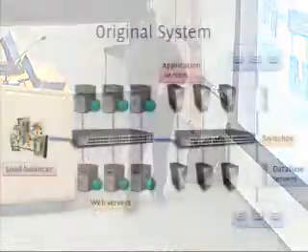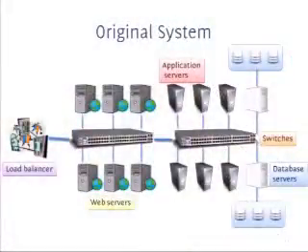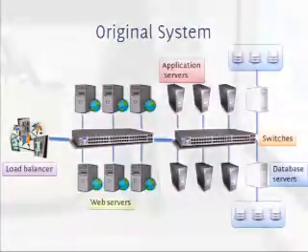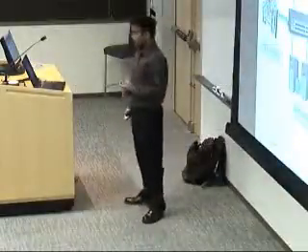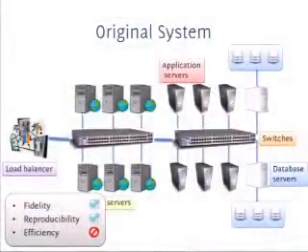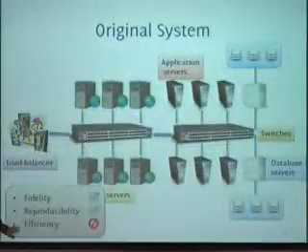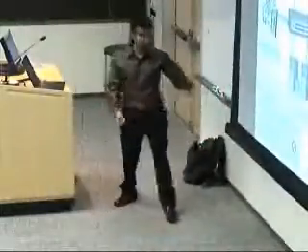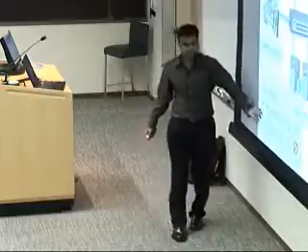And the goal now is to replicate and test the system using a fewer number of machines. Note that if you were to make a complete exact copy of the system, you would get fidelity because it's basically the same system all over again. And you might also get reproducibility. But by our definition of efficiency, because we're using double the resources, the system is not efficient.